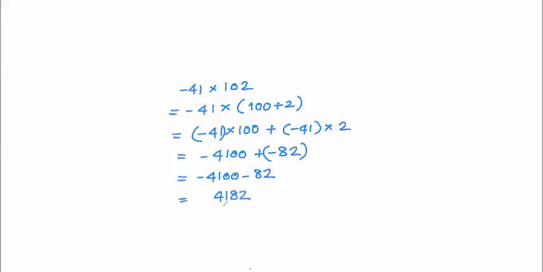And this gets the sign of the greater number. The greater number is 4100. Its sign is minus. So the answer to this is minus 4182. Let's solve one more.